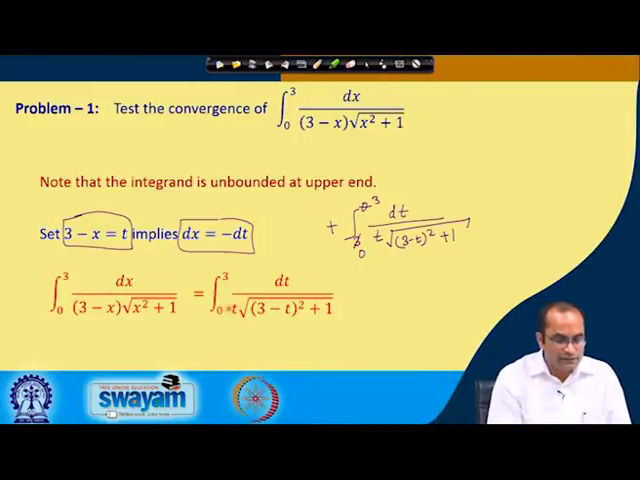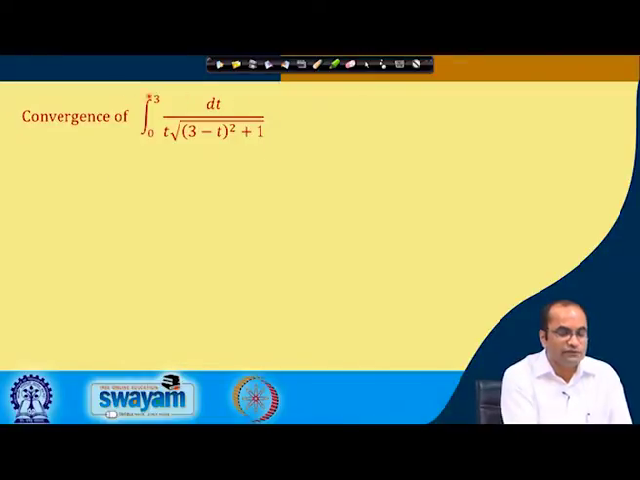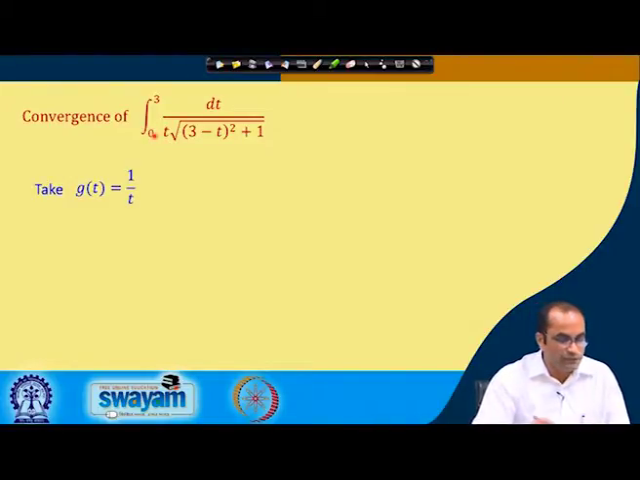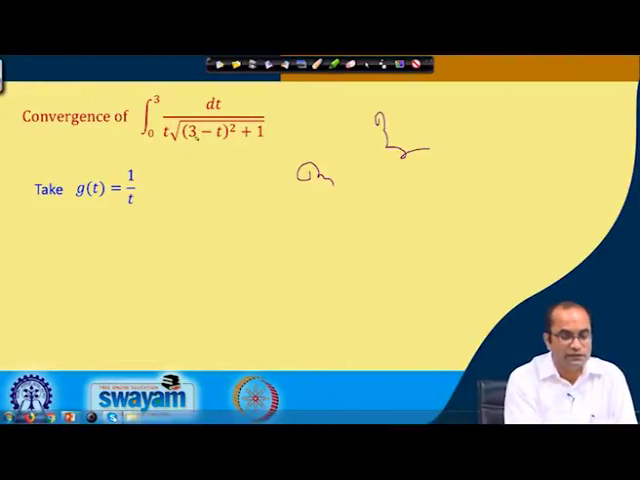So, having this integral equal to the integral from 0 to 3 of dt over t times the square root of (3 minus t) squared plus 1, we can now talk about the convergence of this integral. Our integrand is getting unbounded when t is going to 0, so at the lower end of the integral. So, for the comparison we take the function g(t) equal to 1 over t.